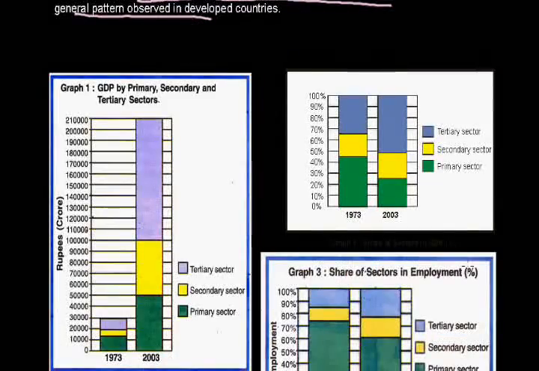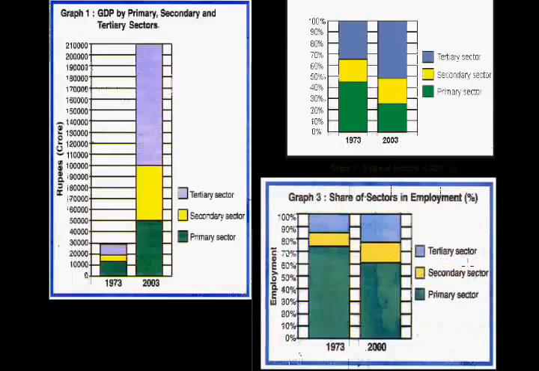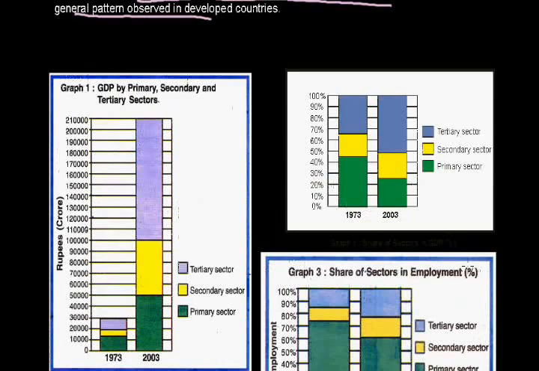these are 3 bar diagrams. They are part of the NCERT book. This one shows the contribution of the 3 sectors. If we come towards the first graph, that is graph 1, GDP, the contribution in GDP by the primary, secondary and tertiary sector, and we have compared the graph of 1973 and 2003.